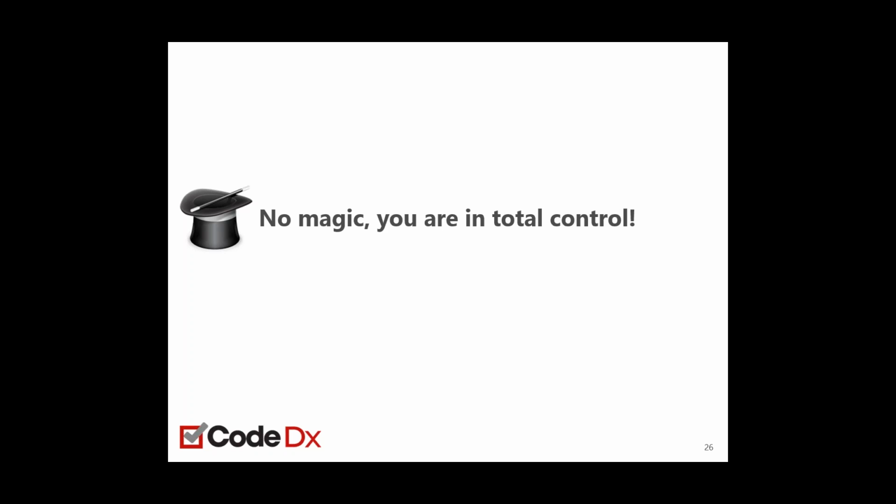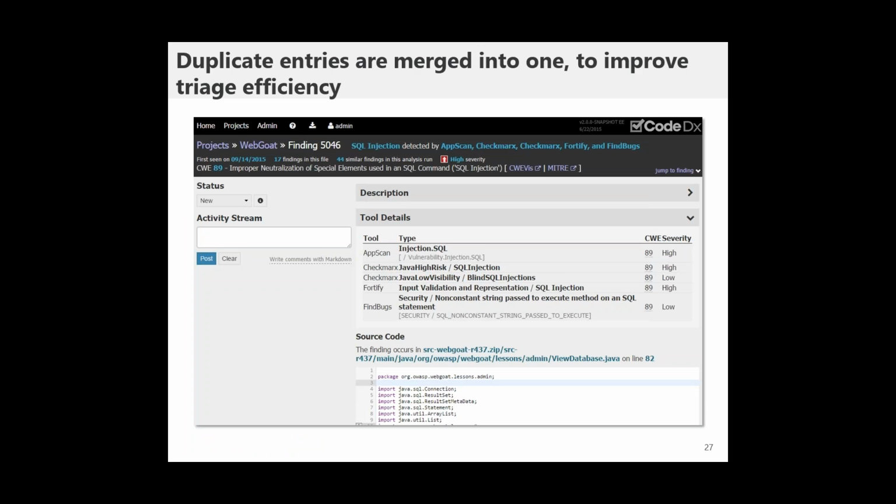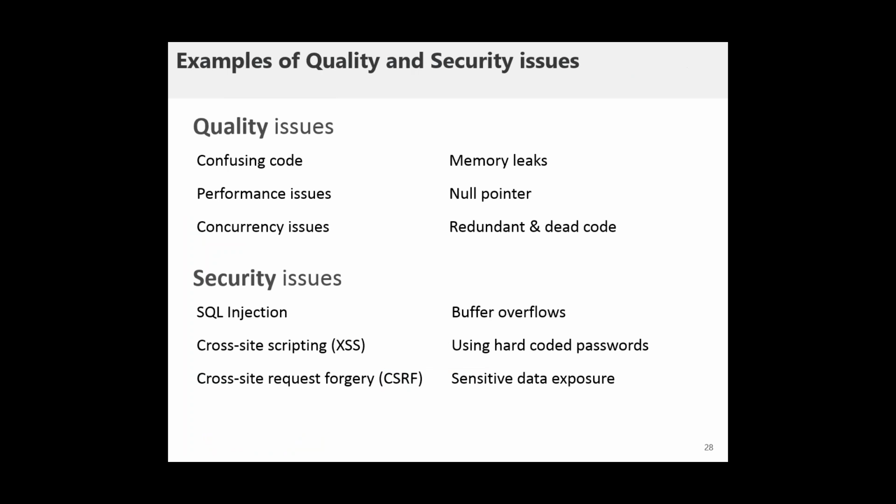You can come up with your own correlation logic, stick with the default, or copy what we have and go on from there, depending on your needs. So this is an example showing duplicate entries being merged into one, so that improves the triage efficiency, so you don't have to go through each of these issues one by one.